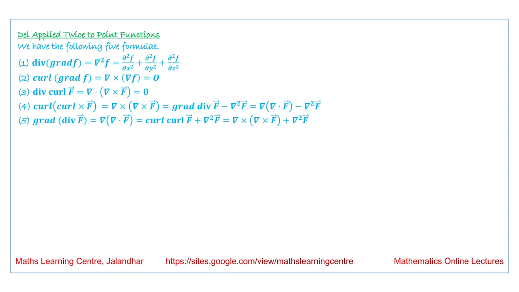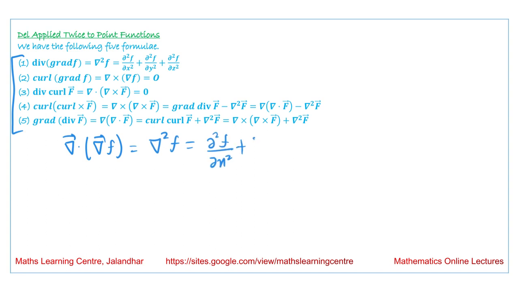Next we have the del applied to point functions. We have certain results over here. These are the 5 results. First, divergence means we are saying del vector dot gradient of f, that is equal to del square f, and we are proving that this is equal to ∂²f/∂x² plus ∂²f/∂y² plus ∂²f/∂z².